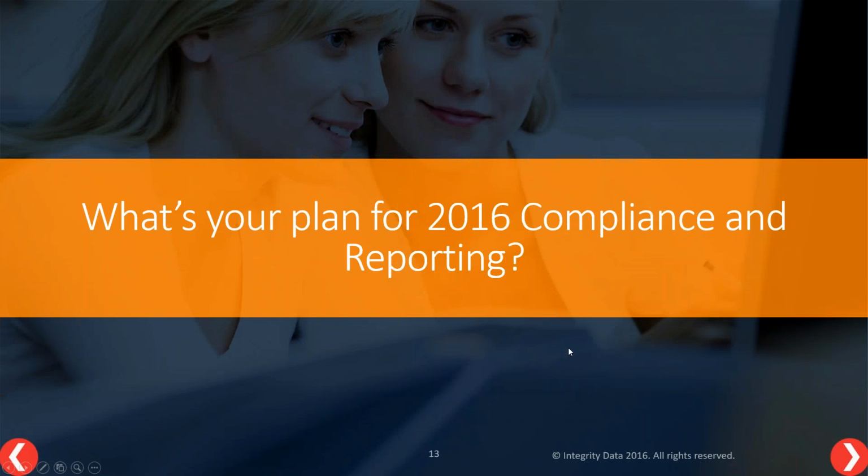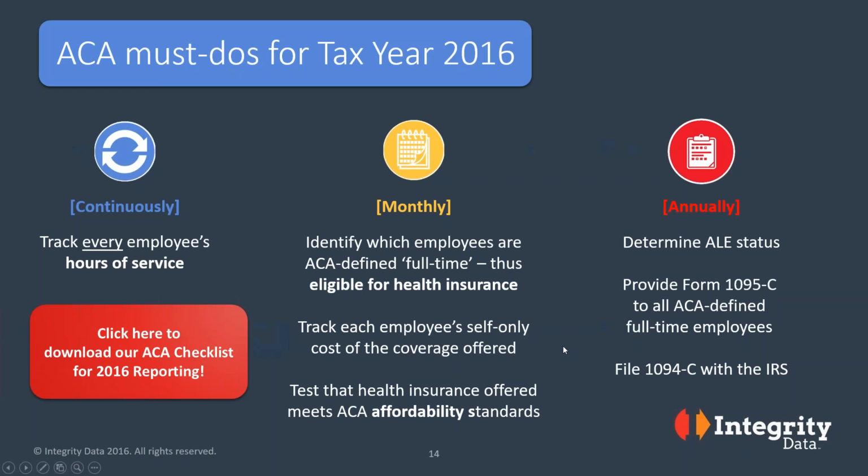All right. So what's your plan for 2016 compliance and reporting? As we look at the efforts required to stay compliant throughout 2016 and every other year, it really involves ongoing processes throughout the year. For example, continuously you must track every employee's hours of service. On a monthly basis you must identify which employees are becoming eligible. Those could be full-time employees coming to the end of a waiting period, and those could also be part-time employees coming to the end of what's known as their initial measurement period. You also need to be monitoring affordability and things like that.